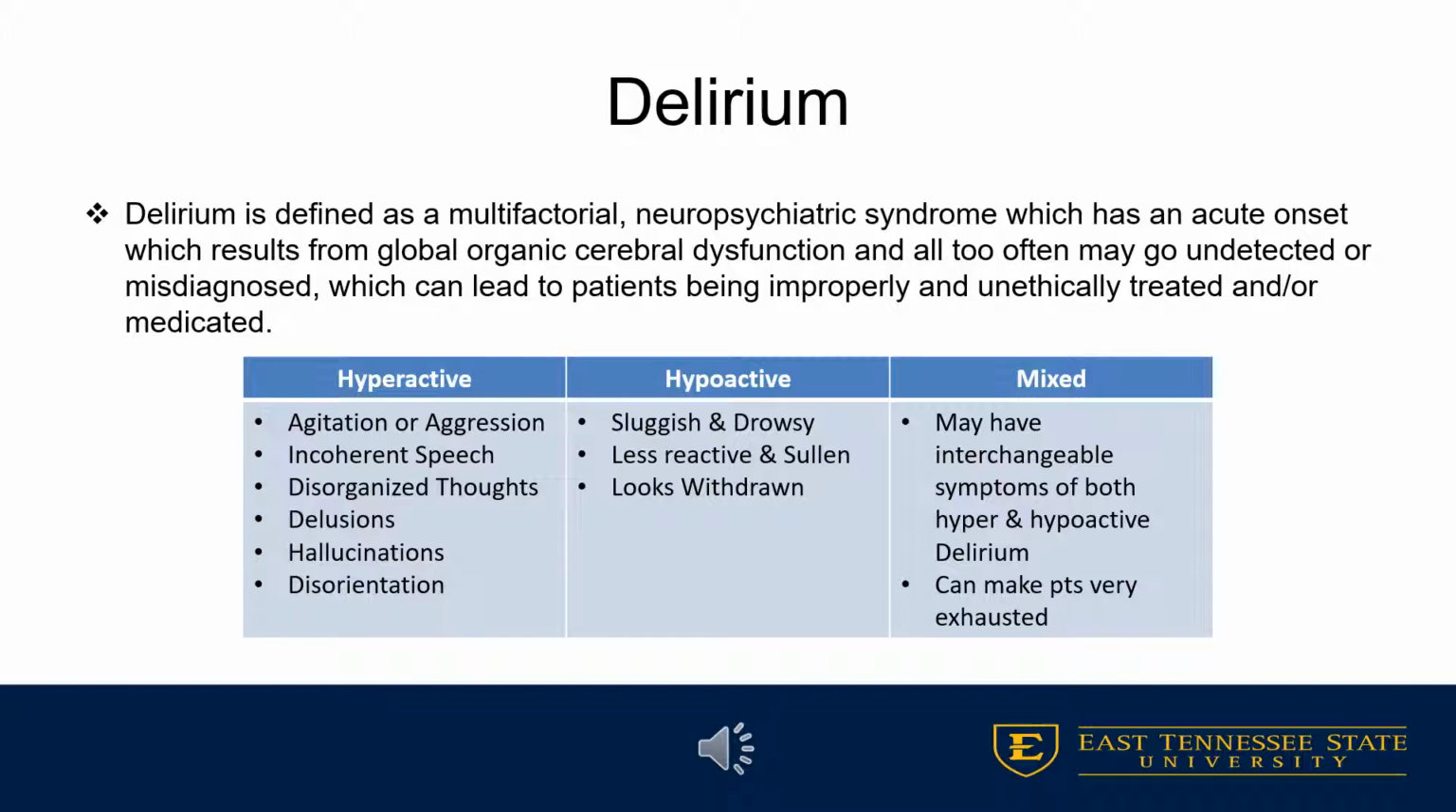In hypoactive delirium, the patients will be more sluggish or drowsy. They're pretty hard to arouse. They're less reactive and sullen, and they look withdrawn. Your mixed delirium patients may have interchangeable symptoms of both hyper and hypoactive delirium. This really disturbs their sleep-wake cycle, and it can make patients very exhausted.